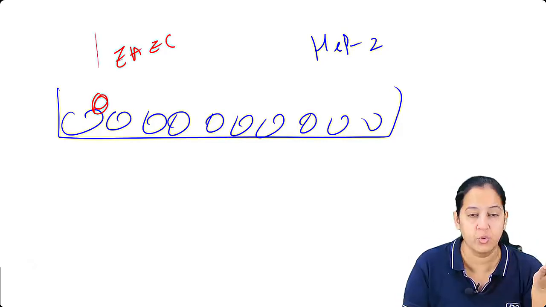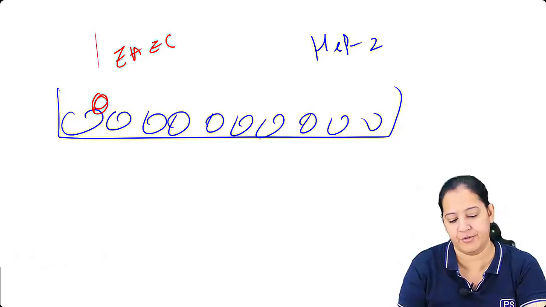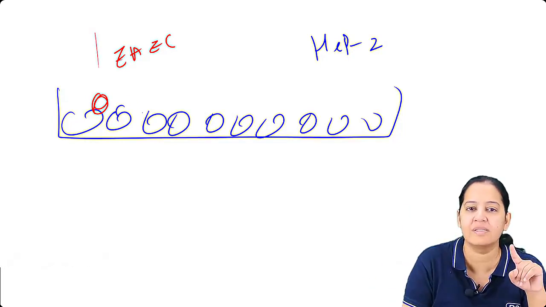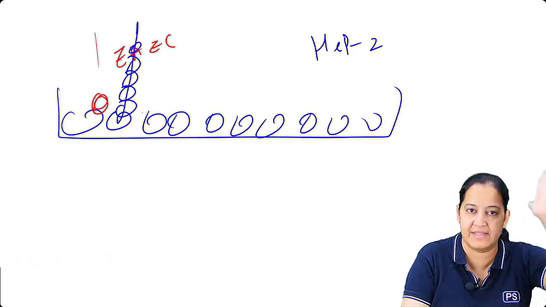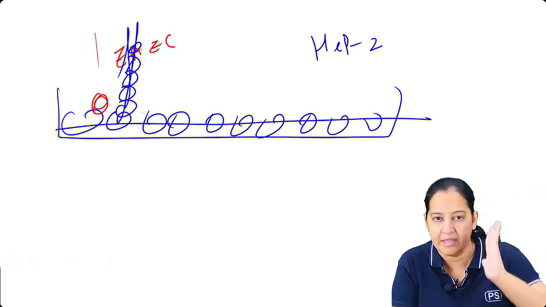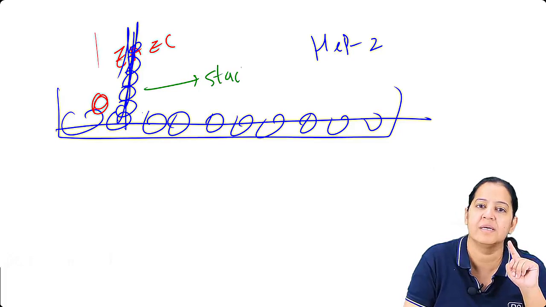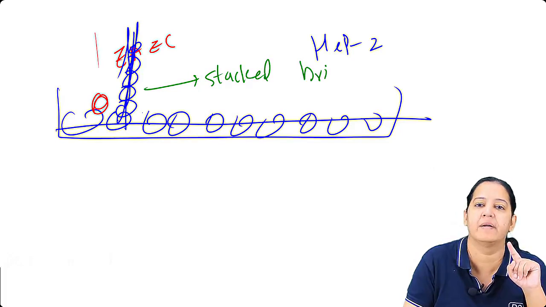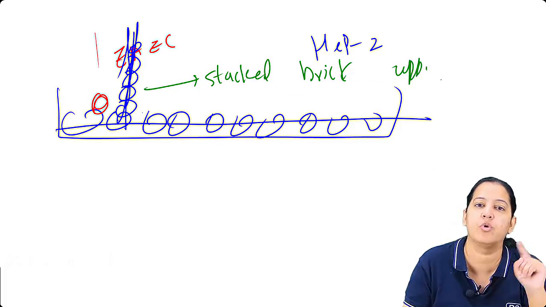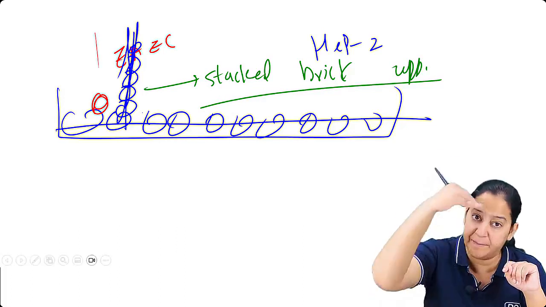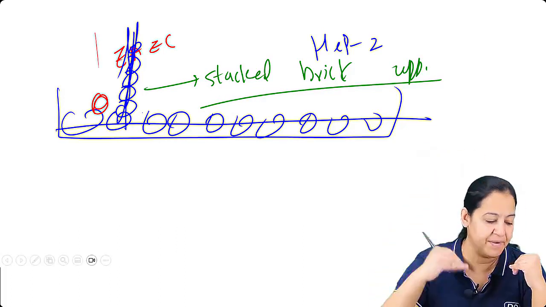So what does it do? All the cells will stand one above the other. My point is that these cells will be one above the other like this, right? Instead of a monolayer, they will be like this. It is known as stacked brick appearance. In Hindi, I would say a pile of bricks, bricks placed one above the other. It looks like that.